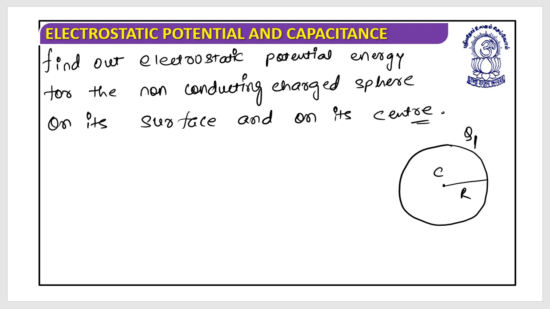As you know, this is the center and this is the surface, and now I need to find the electrostatic potential energy. So what is the electrostatic potential energy? It is the work done required to bring a charge from infinity to a particular location, and that we all know. But what should I do? Can I write k q1 q2 by r? No.